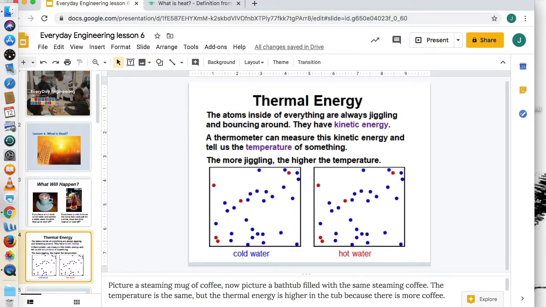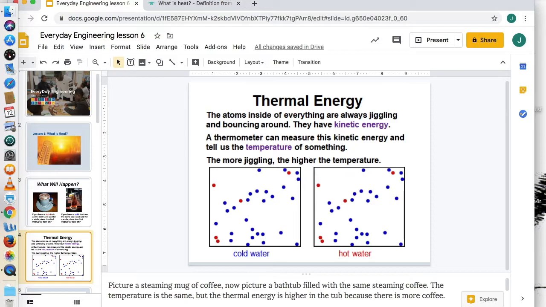So next thing we're talking about is thermal energy. The atoms inside of everything are always jiggling and bouncing around. If you remember from our solids, liquids, and gases lesson, all the atoms are always moving. So this connects. A thermometer can measure this kinetic energy and tell us the temperature of something. The more jiggling, the higher the temperature.